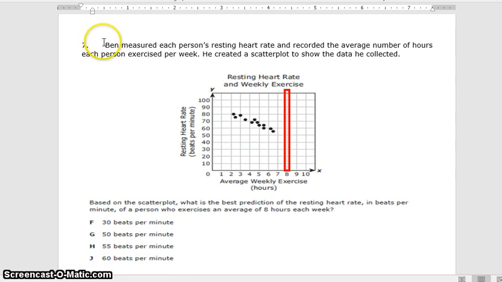Number 7. Ben measured each person's resting heart rate and recorded the average number of hours each person exercised per week. He created a scatter plot to show the data he collected. Based on the scatter plot, what is the best prediction of the resting heart rate in beats per minute of a person who exercises an average of 8 hours each week? 8 is marked on here and is marked on your paper with the yellow highlighter.